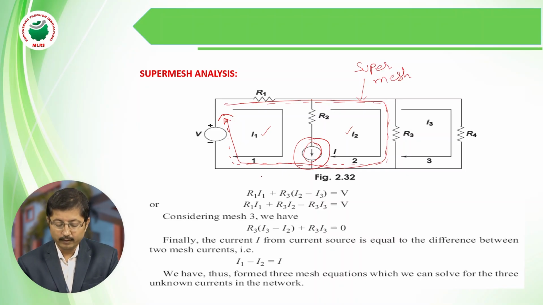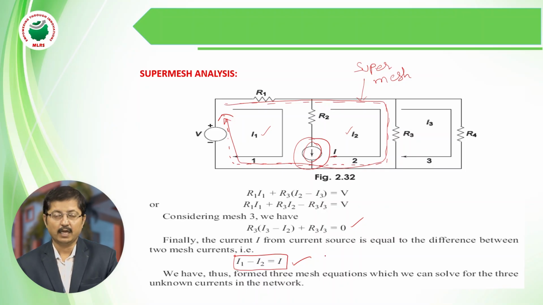After applying KVL to this super mesh, again we have to write the relation for this current source. That is the difference of two currents, I1 minus I2 is equal to I. So after applying KVL to the super mesh, the second equation is the difference of two currents equals I. With one more loop equation, after writing these three loop equations, we can find the unknowns I1, I2 and I3. So this is the concept of super mesh.